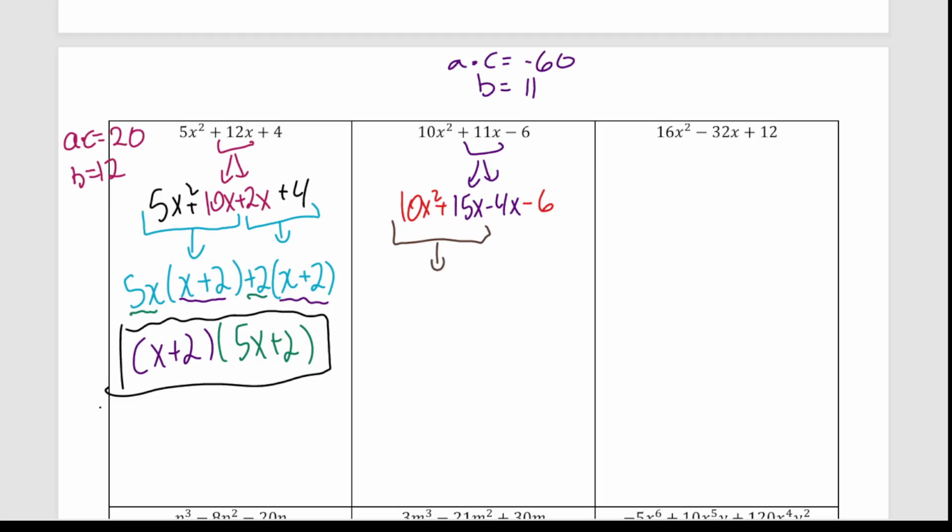So for those first two terms, 10x squared and 15x, their greatest common factor is 5x. 10x squared divided by 5x is going to leave us with 2x. 15x divided by 5x will leave us with plus 3.